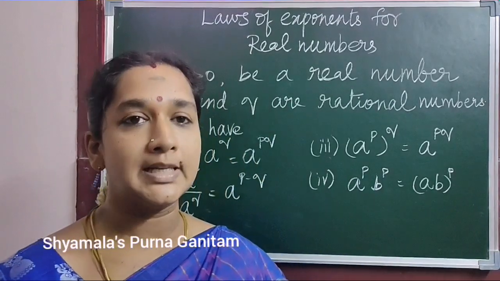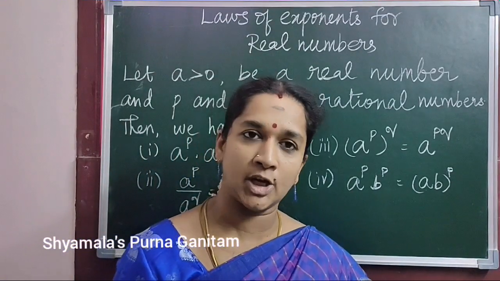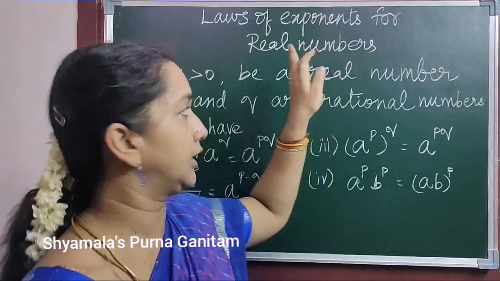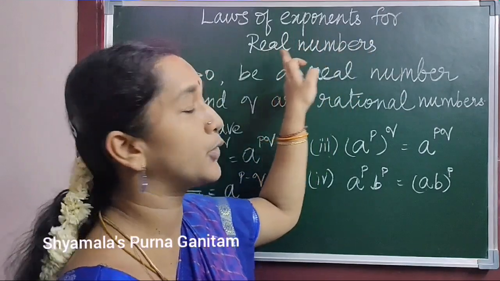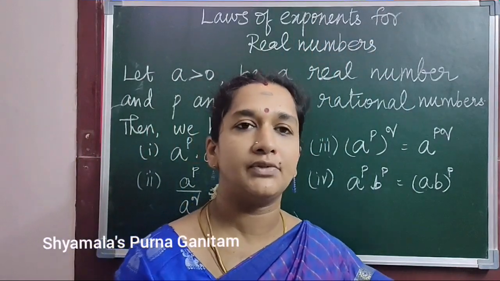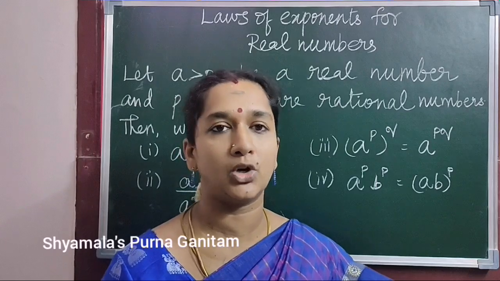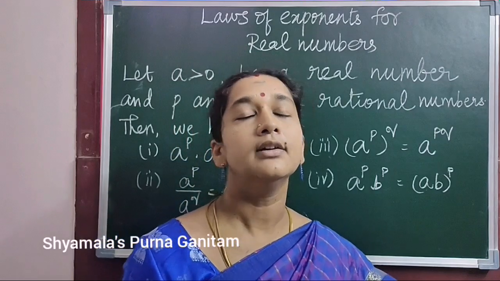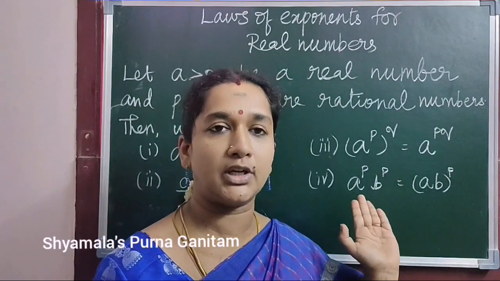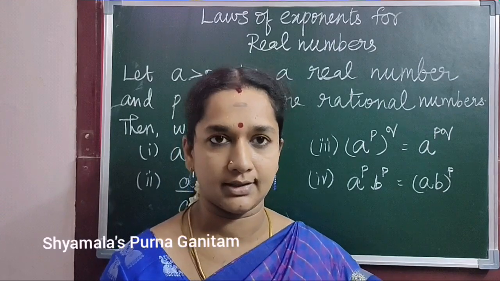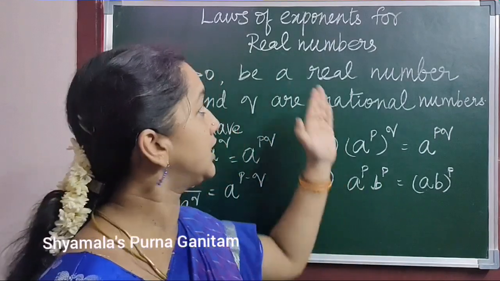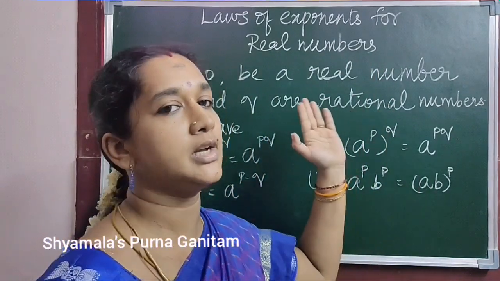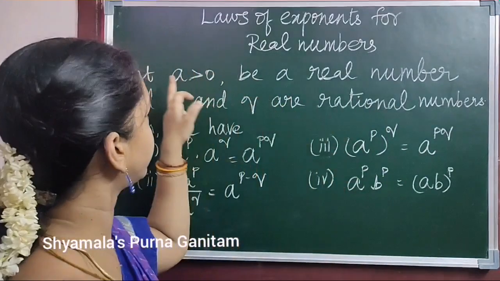In this video, we'll see class 9 first chapter, number system. In that chapter, this is the last topic: laws of exponents for real numbers. Already we have learned laws of exponents. We have 4 laws of exponents in class 7. In class 7, we used these laws to simplify integers. The same thing here in real numbers we are going to use. There we used integers, here we are going to use real numbers.